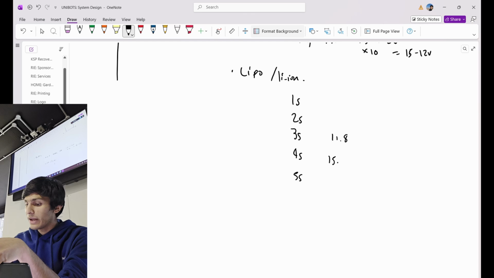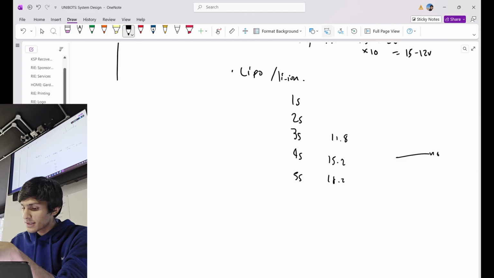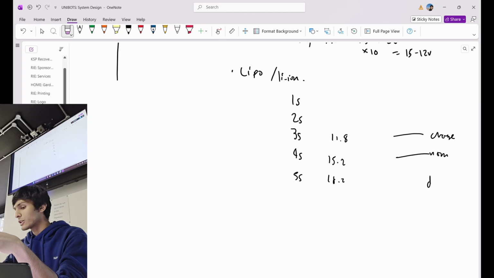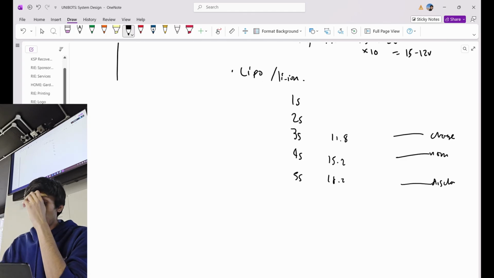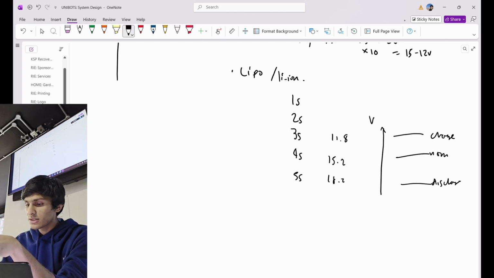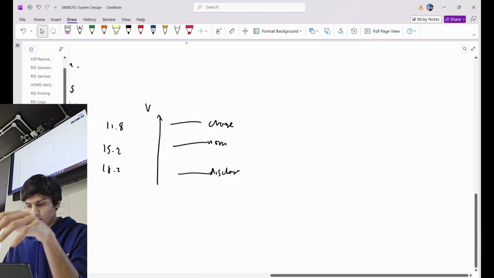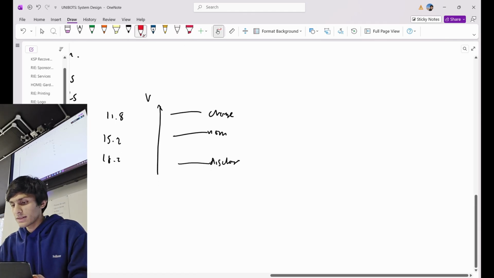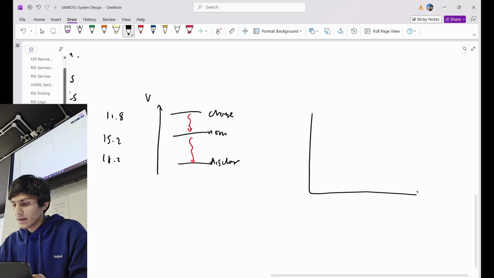But there's lots available, and they have different cell notation. So there's 1S, 2S, 3S, 4S and 5S. This means that there's a certain number of cells within the battery in series. And these have different voltages. So I think this one is 11.8, right? I think this is 15 point something. This is like 18 point something.